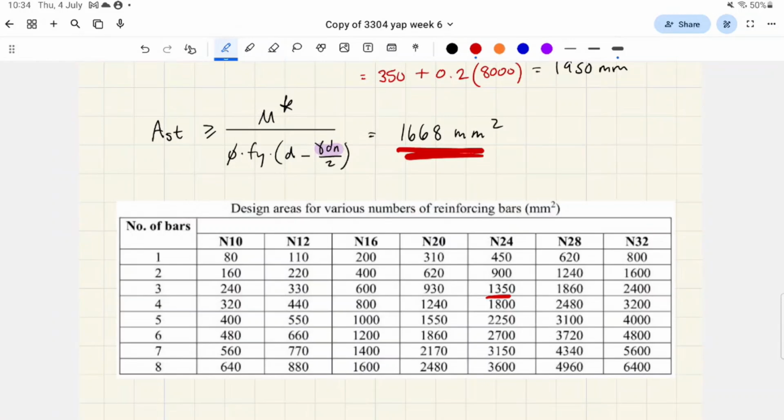N24 4 bars. That's a good option. 1,800. The solutions say 3 and 28. Okay, so then why not just do N26 then, if that's the same number? Oh, so 26 doesn't exist because... No, N20 6 bars. Oh, I see, because that's another 1860. Okay.